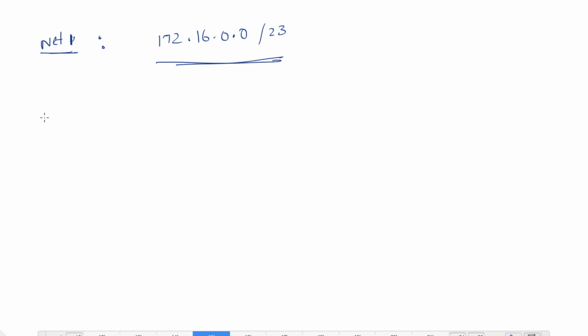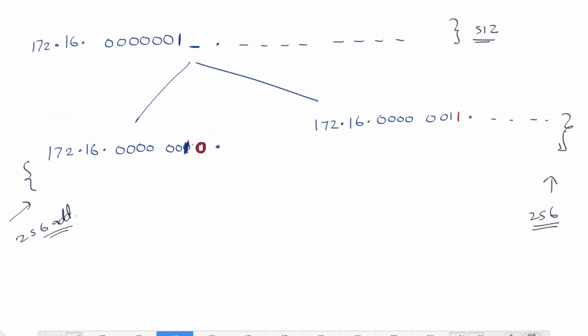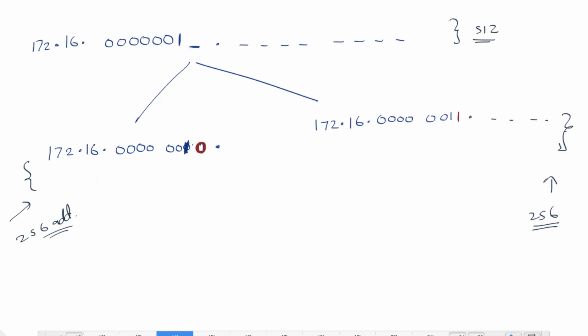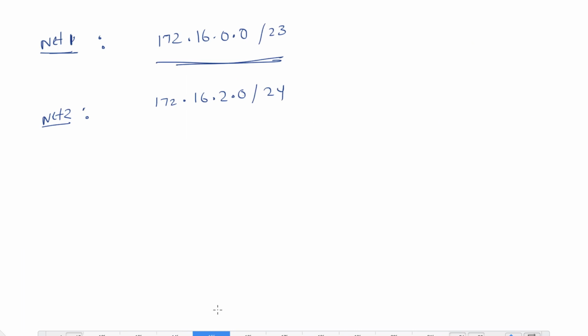What about the next subnetwork? This is network 2, where you took this network and divided it into two parts. Basically this 10 is fixed, which means you have 24 bits fixed as the network ID. So it is basically 172.16.2.0/24, which means the initial 24 bits are fixed, which is 10, which is 2. And now you can have 0 here or anything, because this is just variable. So this is your second subnetwork.